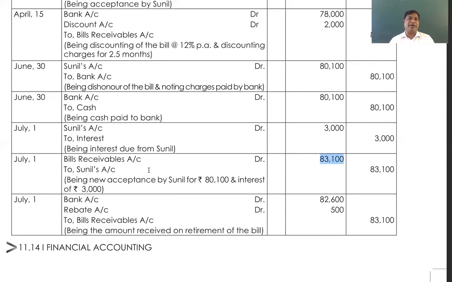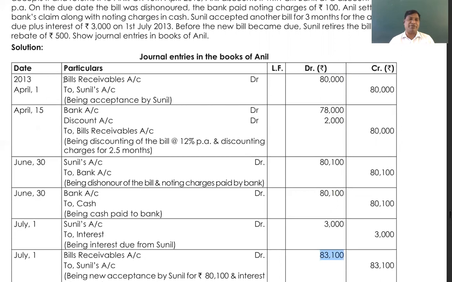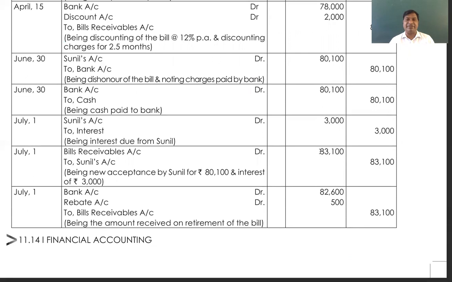Bill receivable, again look at this, a fresh bill you're drawing. Bill receivable account debit to Sunil account. Earlier it was 80,000, now it is 83,100. Bill receivable to Sunil, 83,100. So this is the total amount recoverable from Sunil.